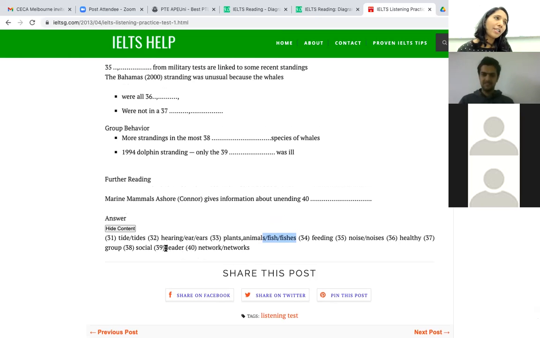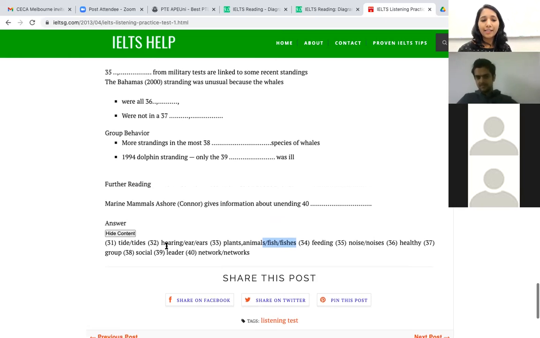Because she said apart from the leader, everybody else was healthy. So the only one sick was the leader. 40 is network or networks.